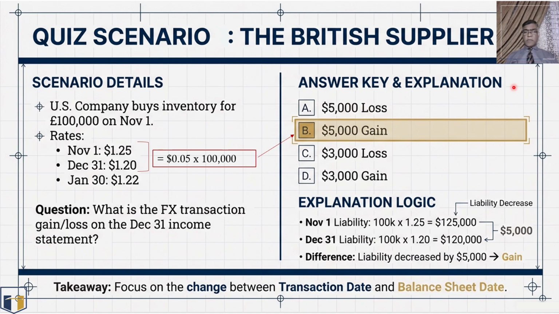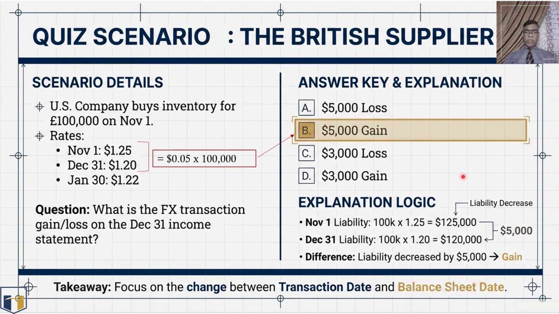Answer key and explanation. A. $5,000 loss. B. $5,000 gain. C. $3,000 loss. D. $3,000 gain. So here we see the exchange rate in November is $1.25 per pound and on December 31st $1.20 per pound. So the dollar reduced, meaning you are going to pay fewer dollars, right? So per pound your dollar savings is 0.05. So for 100,000 pounds it will be a $5,000 gain. B will be your answer.